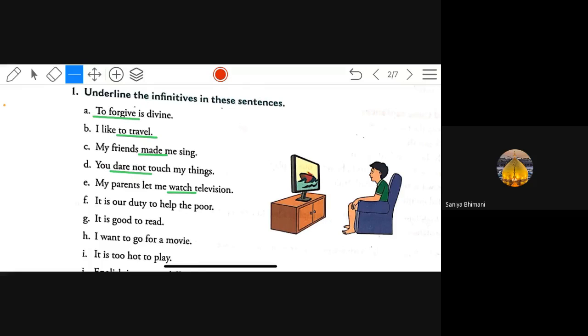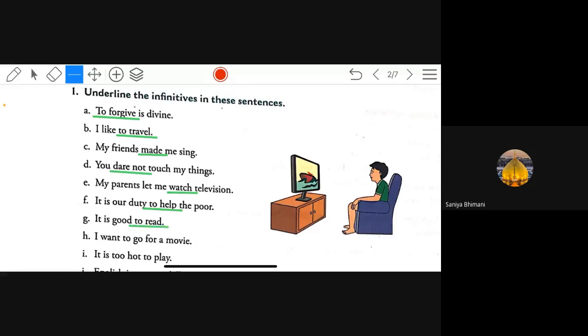It is our duty to help the poor. Help. Only help. To help. Yes. Who said the answer? Zainab. Okay. Suddenly, Zainab gave the answer. And it is good to read. To read.